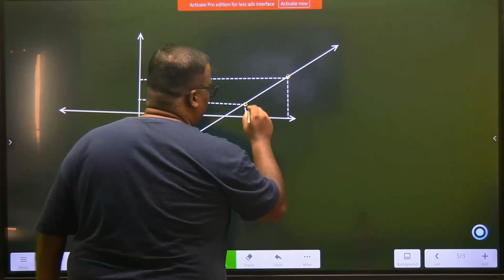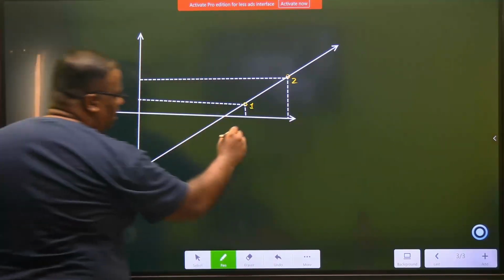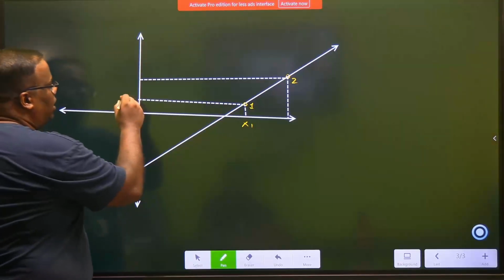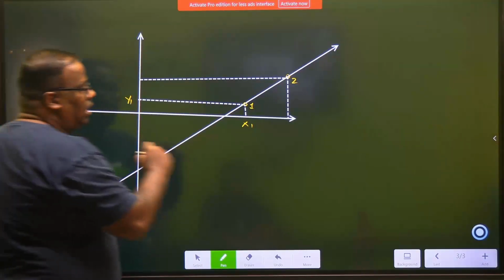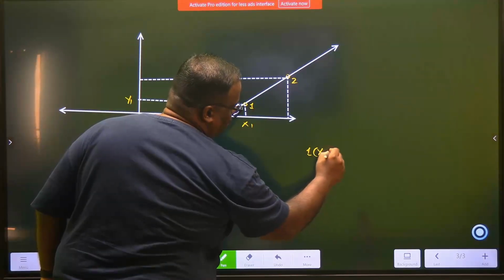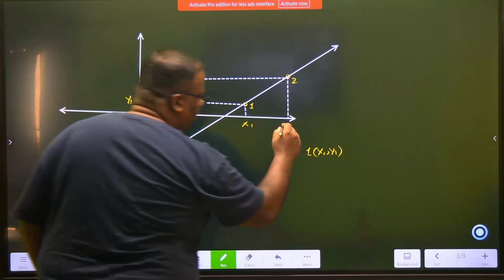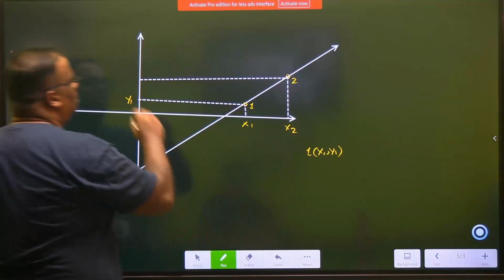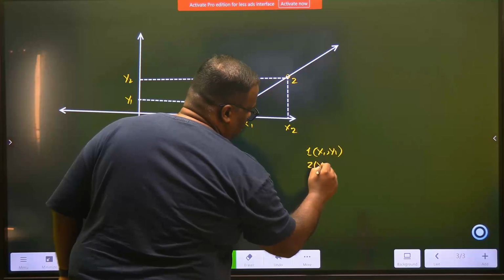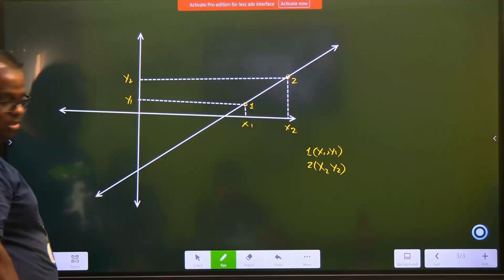I'm calling this point as point 1 and I'm calling this as point 2. Point 1, this is the x coordinate x1 and this is the y coordinate y1. Can I call it point 1? My point 1 is basically x1, y1. Is this much understood? Point 2, this is its x coordinate x2 and the y coordinate y2. So point 2 is x2, y2. Is this much understood? Okay.